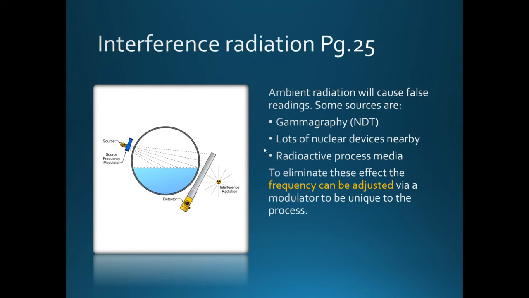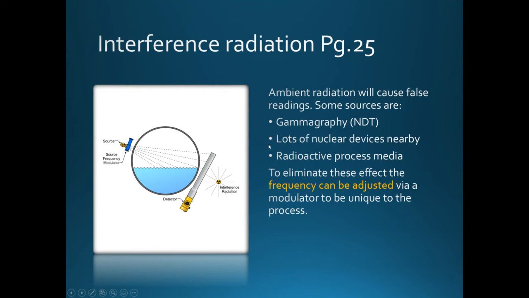Some of you may have heard of NORMs, which is naturally occurring radioactive material, which is essentially anything that we pull out of the core of the Earth has some level of radioactivity to it. So to eliminate the effects of interference radiation, we can adjust the frequency using something called a modulator in order to make it unique to the process. So the source frequency modulator here is just a way of zeroing out the radiation that's in the background.